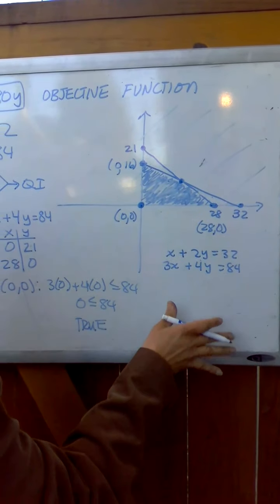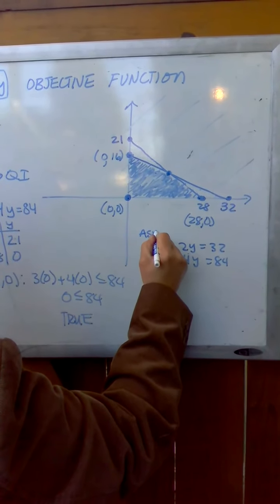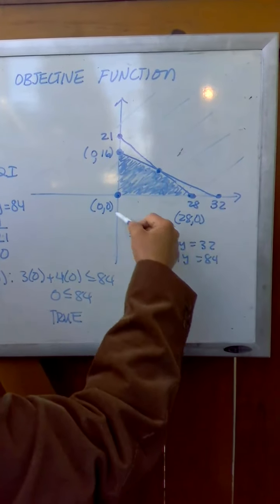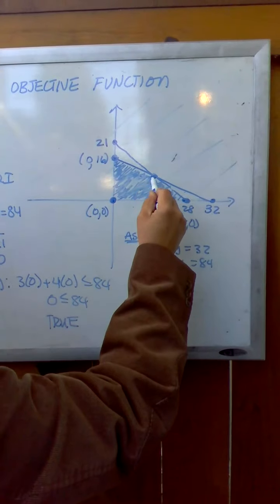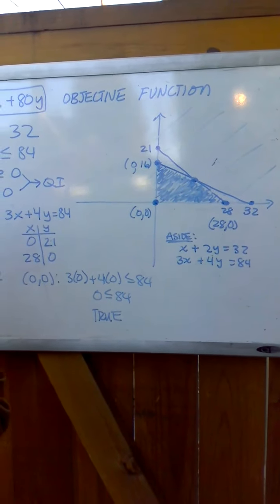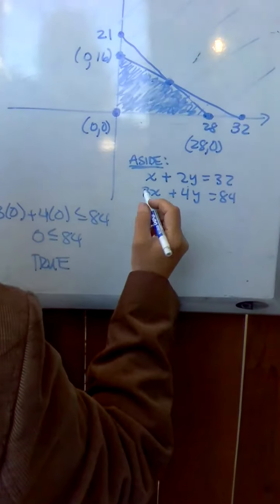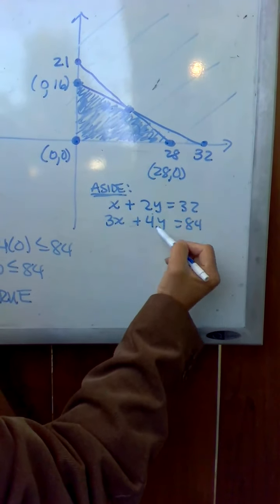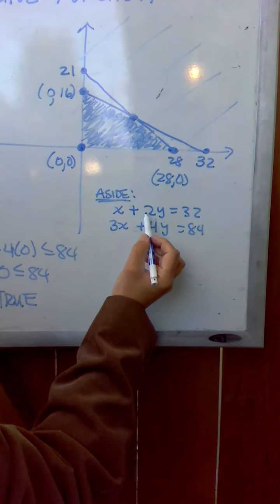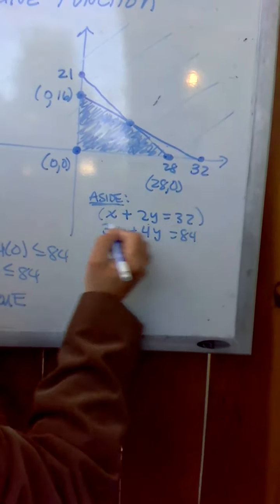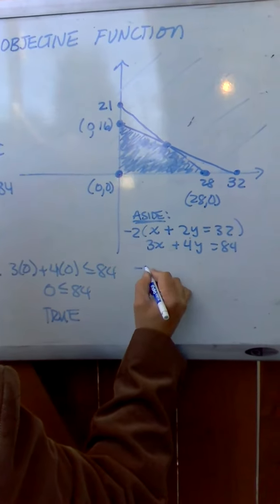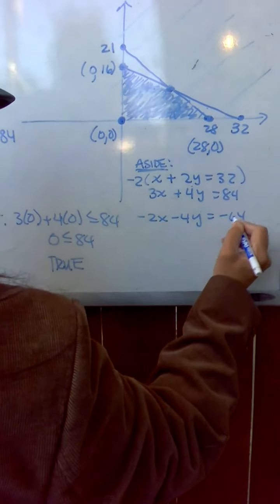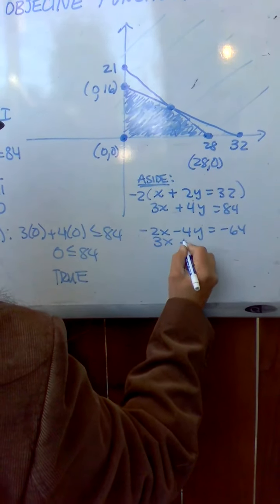So we're going off to the side here, and we have to do a little bit of work now because my graph isn't as nice as the last one, so I can't really guess that one and plug in what I think it might be because this is pretty off. Okay, so I'm going to eliminate my y's. So I'm going to make this a -4 by multiplying this one by -2. Okay, so -2x minus 4y equals -64. And I'll bring this one down.